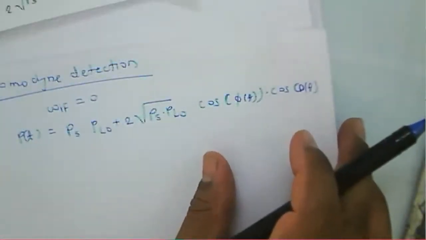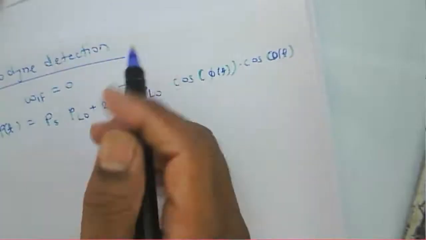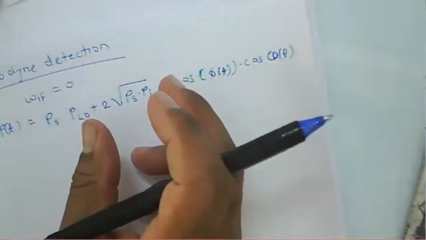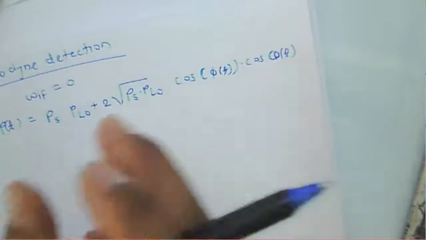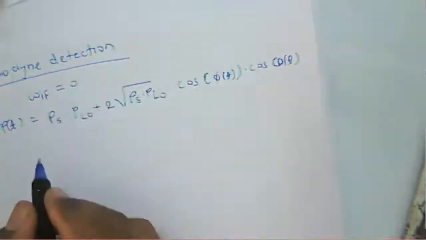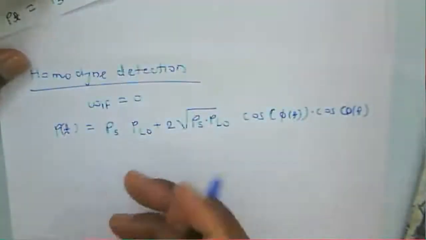So in this particular case, we have limitations regarding the frequency. That's why homodyne detection can be used only for a narrow spectral bit.